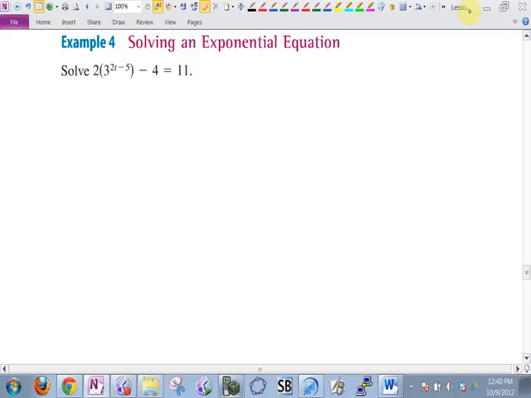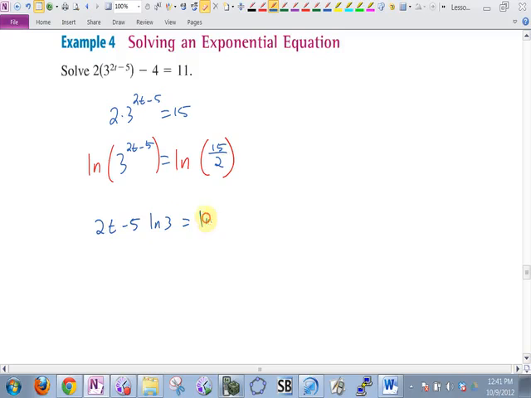2 times 3 to the 2t minus 5 minus 4 equals 11. Add a 4 to both sides to get 2 times 3 to the 2t minus 5 equals 15. Divide by 2. 3 to the 2t minus 5 equals 15 halves. Yeah, we can natural log both sides. Why not? Or you could log base 3 both sides, but then use change of base later. So this becomes 2t minus 5 natural log 3 equals natural log 15 halves.